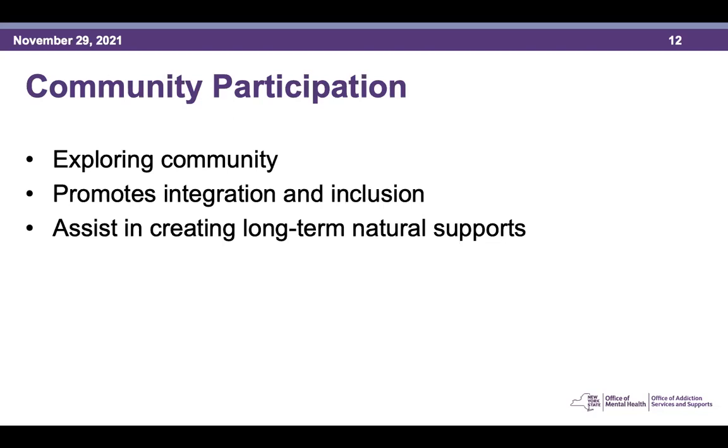Community participation. This component is all about exploring the community. The peer supports the person in attending community activities and appointments when requested, and can also support skill development for a more independent life in the community. And this can be something such as taking the person to their bank, teaching them personal banking skills, or teaching the person what public transportation is available in their community. And this promotes integration and inclusion, as well as assists in creating long-term natural supports in the community.